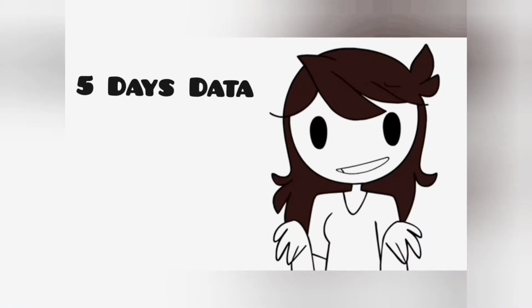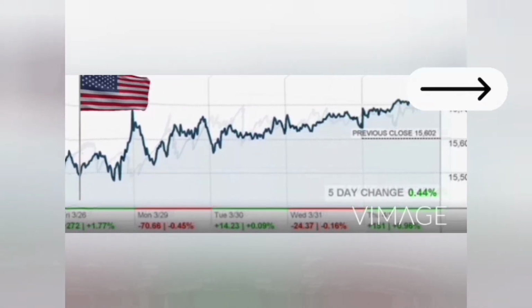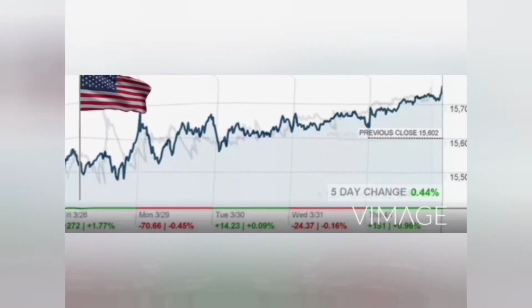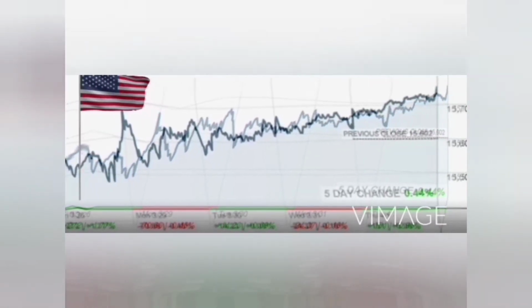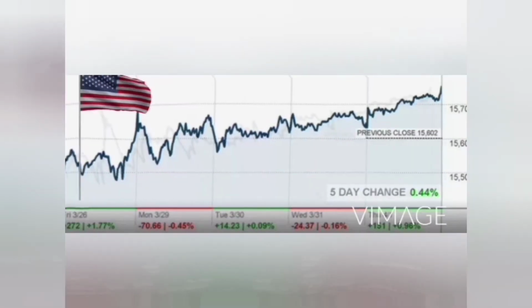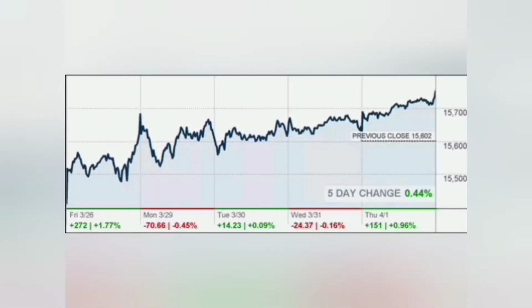Now let's consider 5 days data. Here we can see the 5 days performance of the NYSE Composite Index for Friday 26th March 2021 to Thursday 1st April 2021, which is also a current performance of this composite index. Here, Friday the delayed price starts from $15,510.19 and Thursday the delayed close price is $15,752.24. Moreover, the 5 days total percentage change in price is 0.44%.